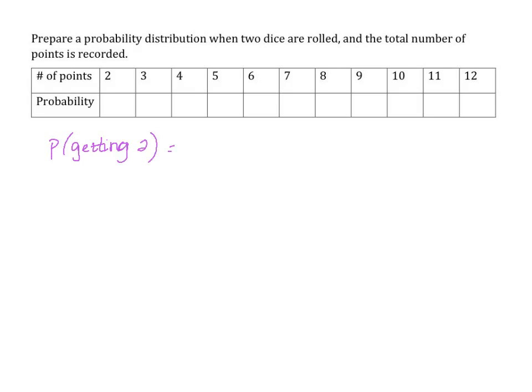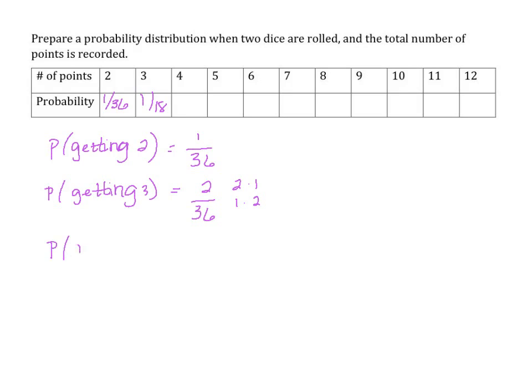Well, there's only really one option. It's snake eyes, so 1 in 1. So there is a 1 out of 36 chance of getting a 2. What is the probability of getting a 3? Our options are 2 and 1, 1 and 2. That should be it. So there are 2 out of 36 options to get a 3. And if I reduce that down, that's the same as 1/18.